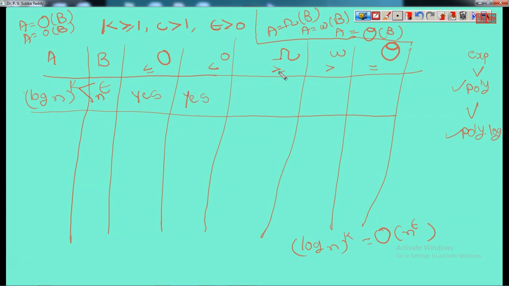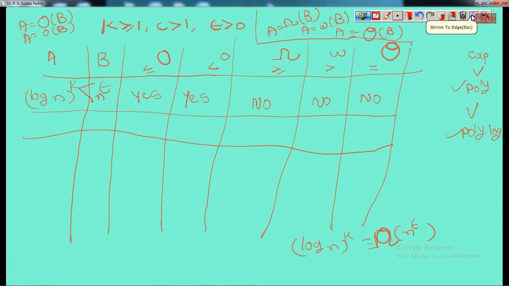What about this? f of (log n) whole power k is big omega of n power epsilon, is it correct? This is less. This is more. But according to big omega, here a larger value should be there. That means this is low. What about this? This is also low. What about this? Both are same or not? No. That means this is also low. This is also low.